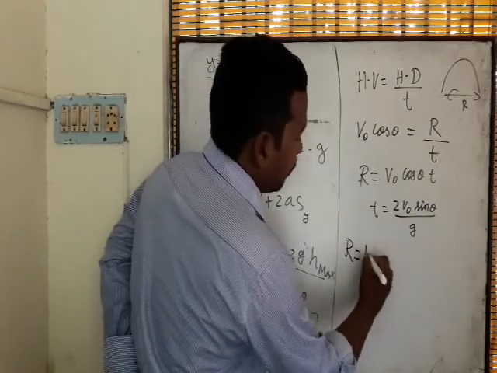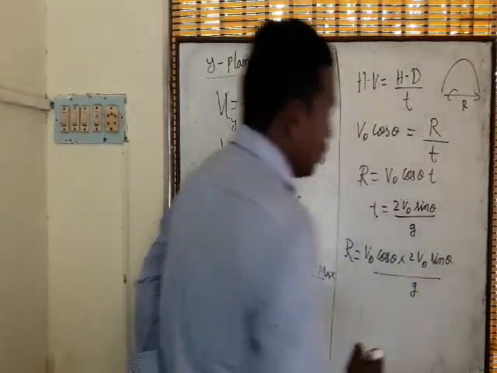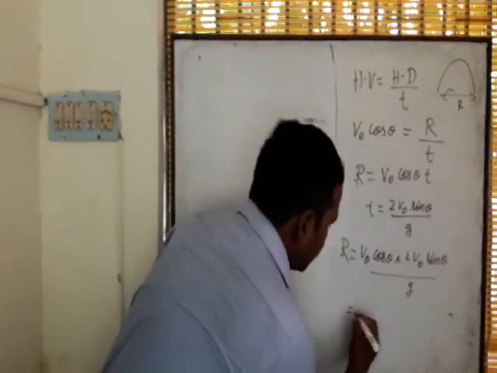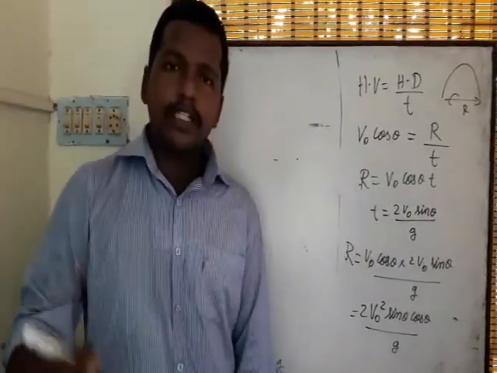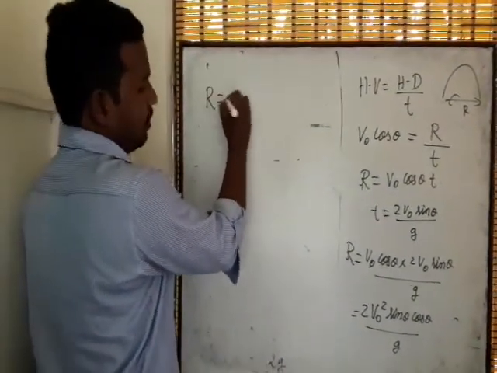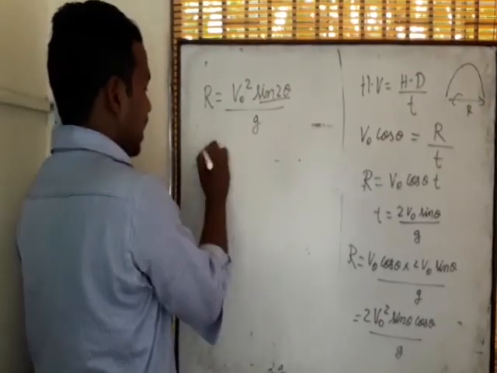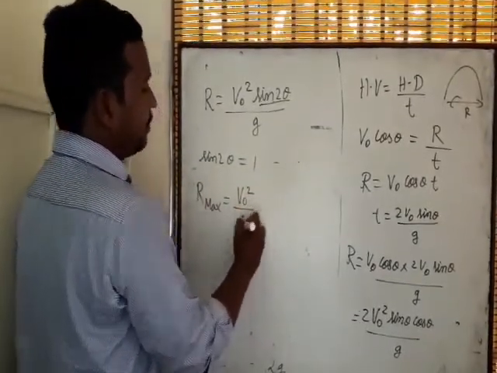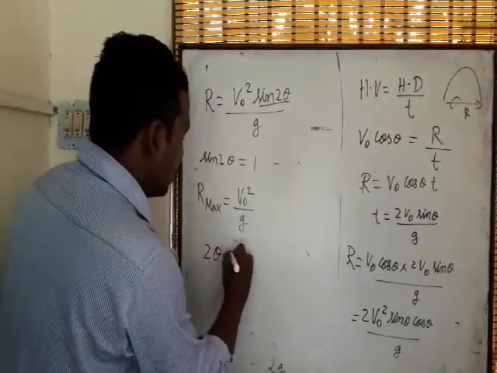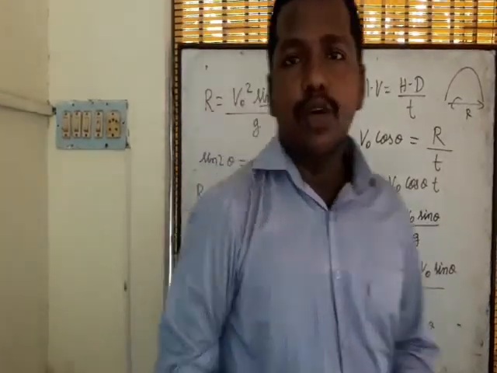So r is equal to v naught cos theta into 2 times v naught sin theta divided by g, which is 2 times v naught square sin theta cos theta divided by g. That means 2 times sin theta cos theta represents sin 2 theta, so the range is equal to v naught square sin 2 theta divided by g. When sin 2 theta is 1, the range is going to be the maximum, that is v naught square divided by g. When 2 theta is 90 degrees, we get the value of 1. That means theta is 45 degrees. When the object is thrown at 45 degrees, it covers the maximum range.